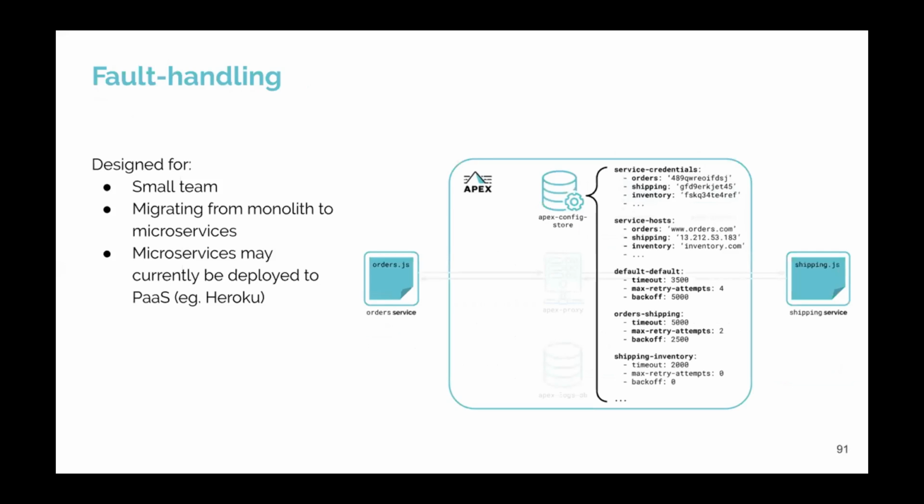We also want to handle the problem of having fault handling logic that may have lived in multiple places. We want to have one place for all that fault handling logic. So Apex will also need a configuration store. And that store can hold default data for how services should communicate with one another, but we can also specify different communication protocols for pairs of services.